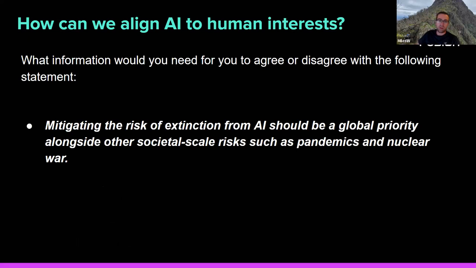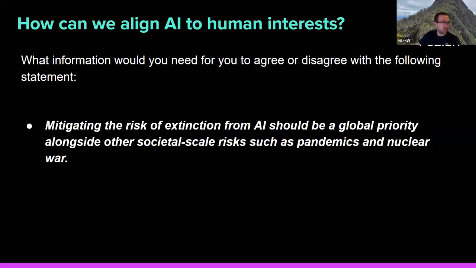So how can we align AI to human interests so that AI is safe? There's a question I want to pose here, which is for everyone to think about: what information would you need to either agree or disagree with the statement that mitigating the risk of extinction from AI should be a global priority, alongside other societal scale risks such as pandemics and nuclear war?